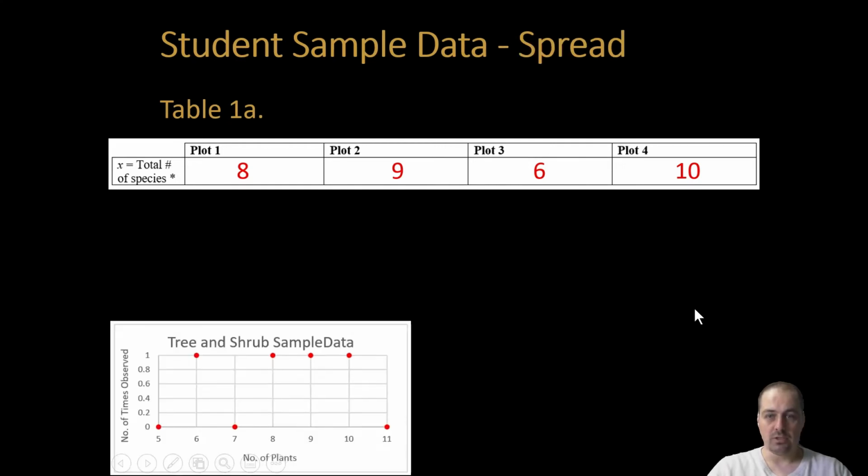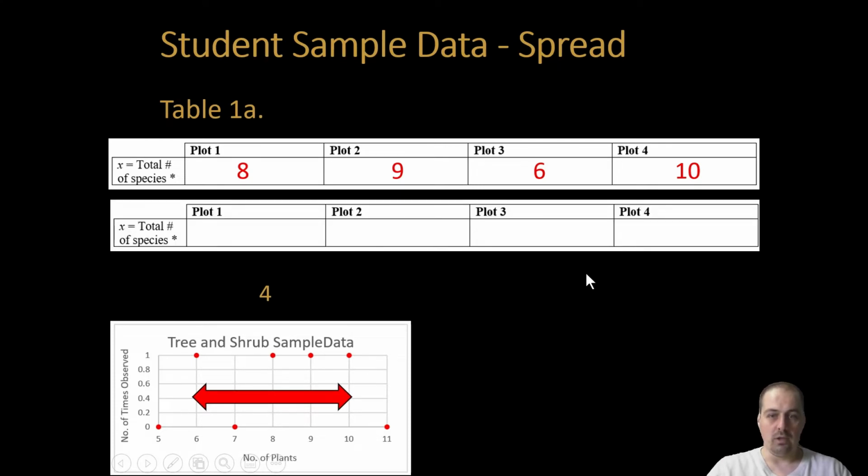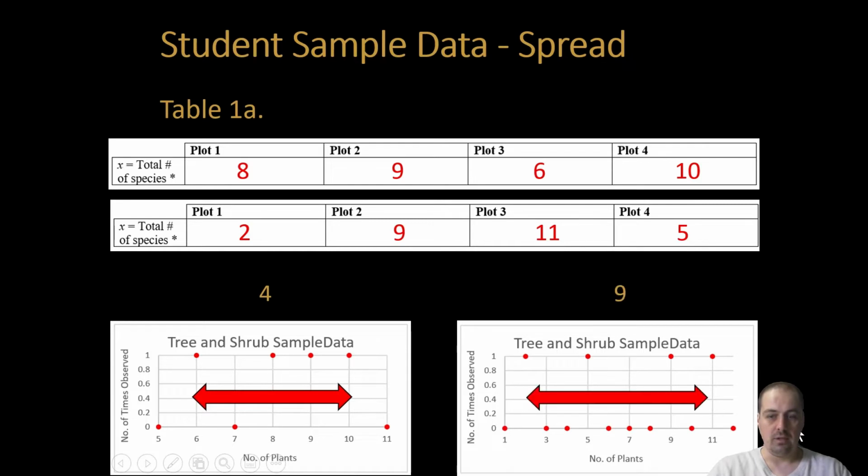The other descriptive statistic that we're going to talk about is the spread. As opposed to the center, we're going to describe the spread of the data. This was from the previous page, and the spread is how far apart the points are. For this one, the highest value observed is 10, the lowest is 6, so we have a spread of 4. If we have a different set of samples, 2, 9, 11, and 5, and we plot those, the data goes from 2 to 11. So the spread here would be 9.